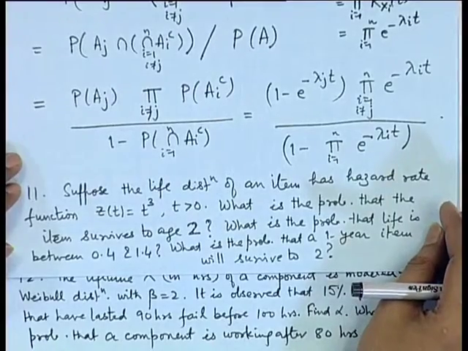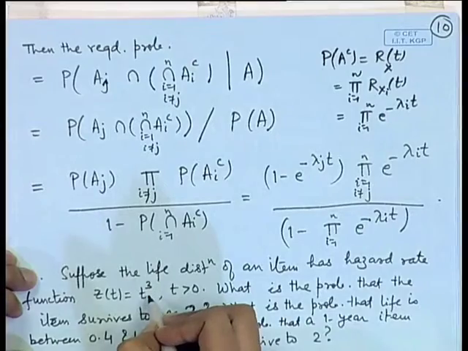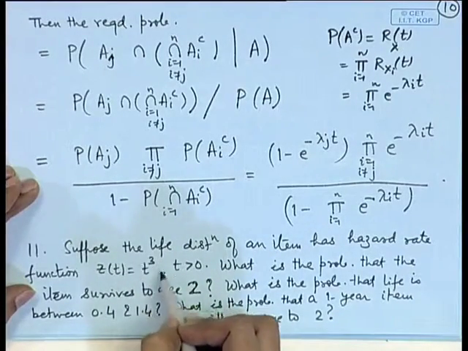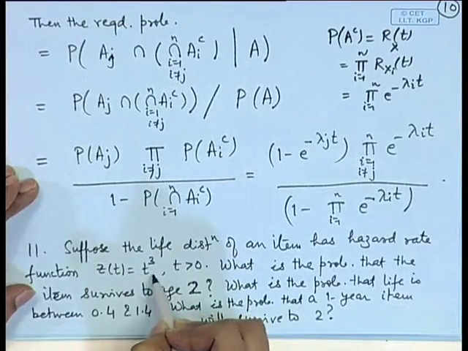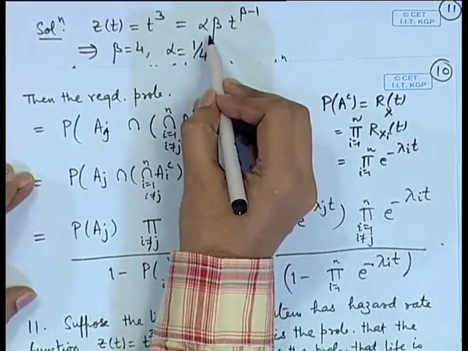Let us look at applications of the Weibull distribution. Suppose the life of an item has a hazard rate function z(t) equal to t cubed. If you recall, we considered that the hazard rate function is of polynomial type, alpha beta t to the power beta minus 1, if and only if the distribution of the life is a Weibull distribution with parameters alpha and beta. Here the given hazard rate z(t) equal to t cubed is exactly of the form of the hazard rate function of a Weibull distribution. So we can determine the parameters.